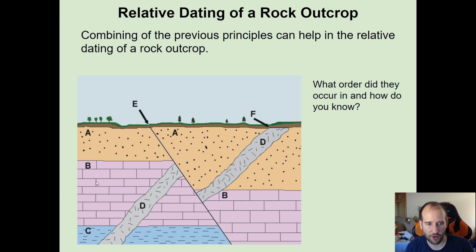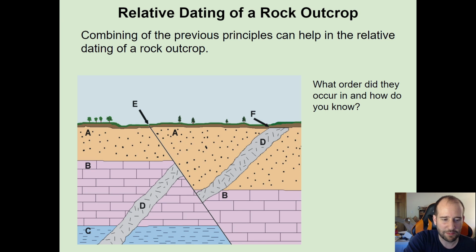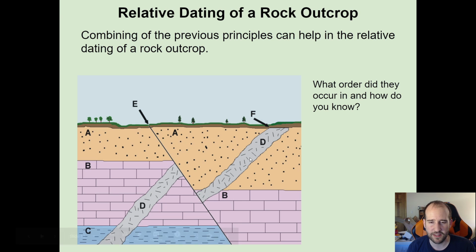One that kind of looks like a whole bunch of bricks, that's what we call limestone. The ones with the dashes for letter C, the blue one with the little dashes, that is shale. And then D, this gray one with these sideways-looking lines in every direction, that would be an igneous intrusion. So eventually some kind of magma worked its way on up, eventually over to the surface.